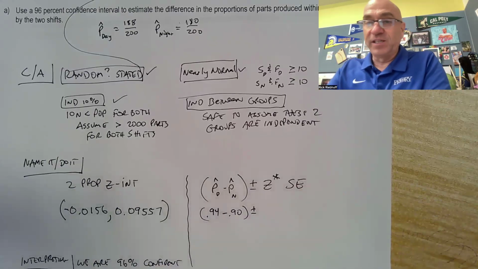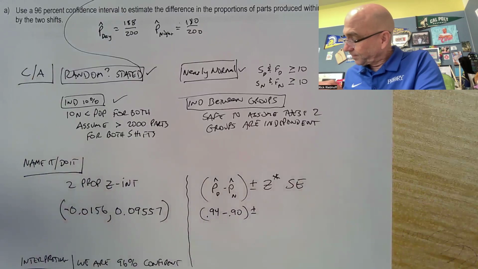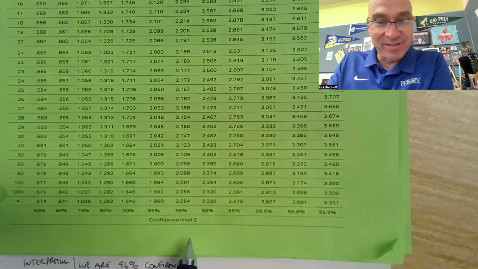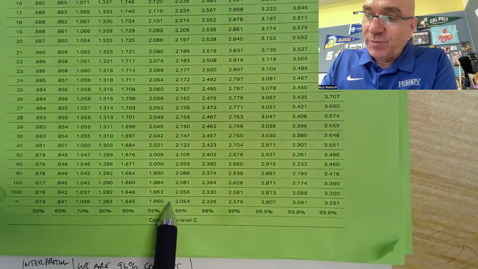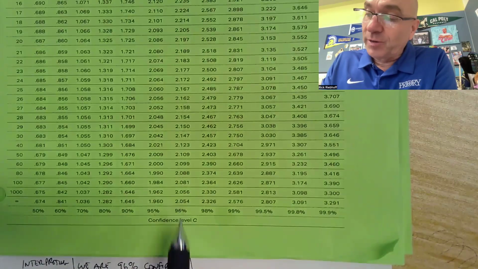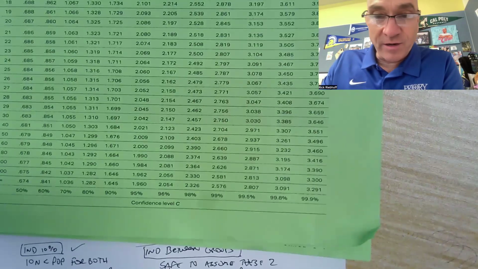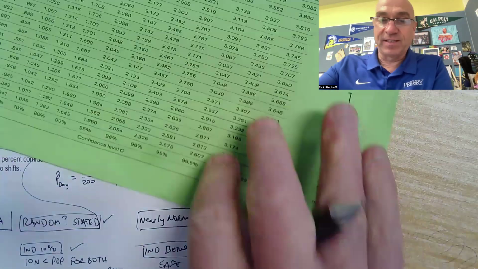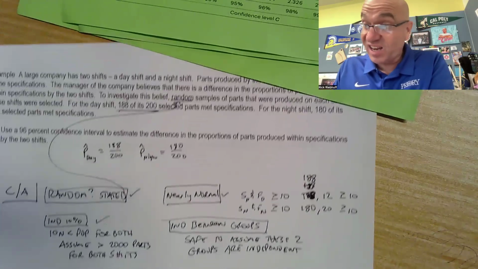Now I need to find my Z star for 96%. Is that on here? Yeah, it is. Thank goodness. I was like, oh my gosh, maybe it's not on there. All right, so there's 96%. And for Z's, we just go up one, right? So 2.054. And then if I was plugging in, and again, you're not going to have to do this by hand if it's here. If it's a multiple choice question, you might need to plug stuff in.